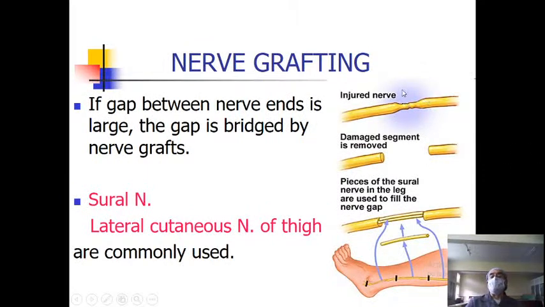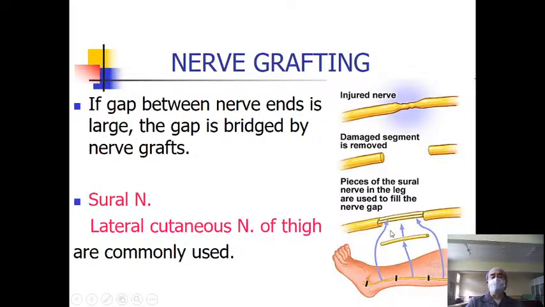Sometimes, see, this is an injured nerve and this is a damaged segment, and whatever you do, this damage which is permanent cannot be redone. So what do you need to do? You need to resect it till it is the normal one. So this is the damaged segment and it is removed. So you need to have a graft.